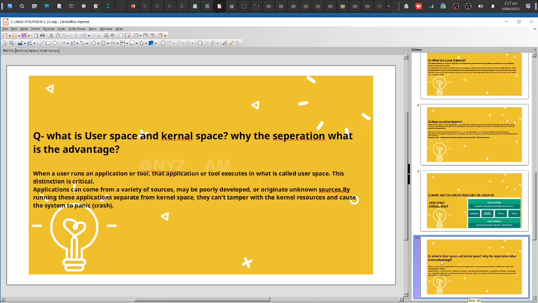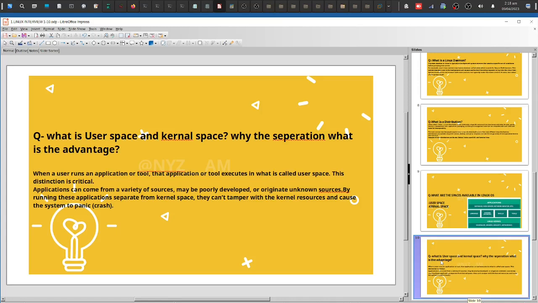The next question will be: what are the spaces available in the Linux OS? Immediately you will say, user space and kernel space. That's it. Then the next question will be: what is user space and kernel space, and why the separation? What is the advantage? Can we make it the same one, because then we can get more space?